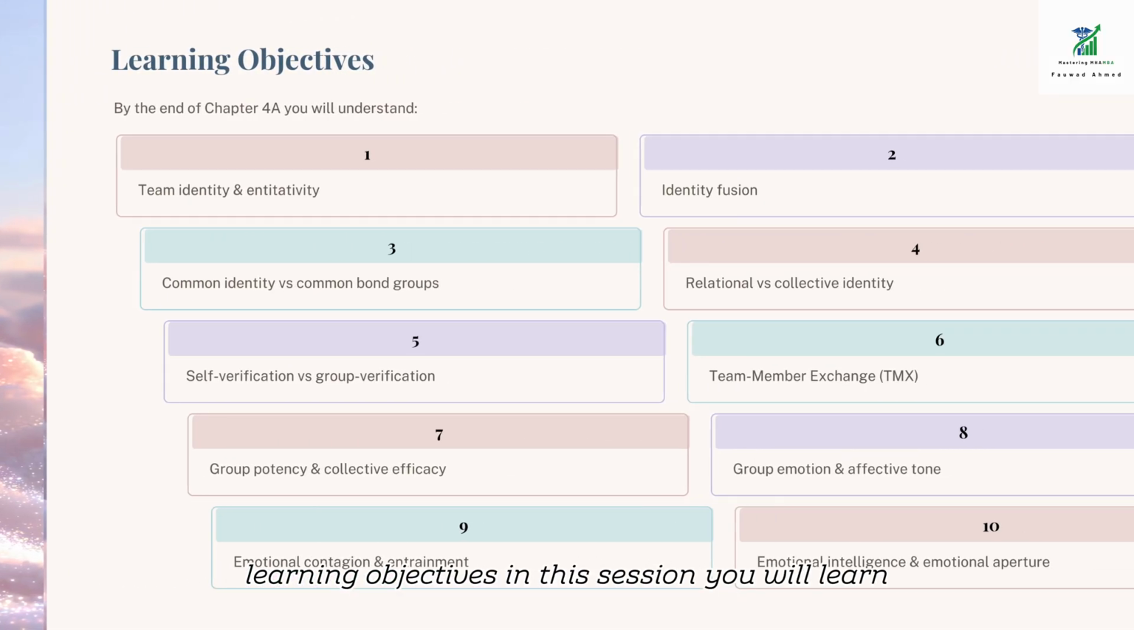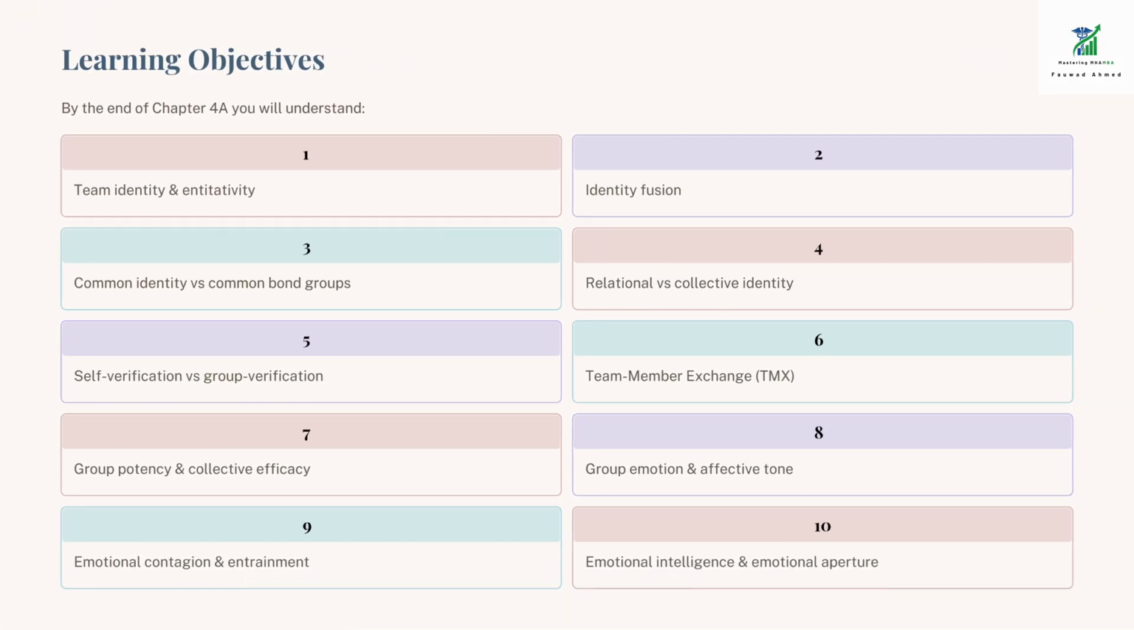Learning objectives. In this session, you will learn: first, team identity and why group entitativity creates a sense of we. Second, identity fusion and how some teams build deep personal attachment. Third, the difference between common identity and common bond groups. Fourth, relational versus collective identity and how people define themselves within groups. Fifth, self-verification and group verification dynamics. Sixth, team member exchange, TMX, and its impact on performance.